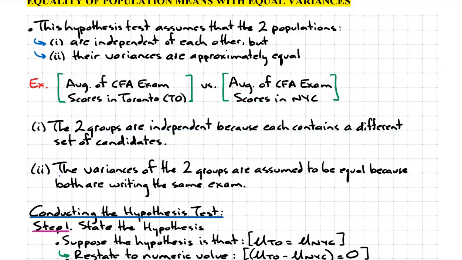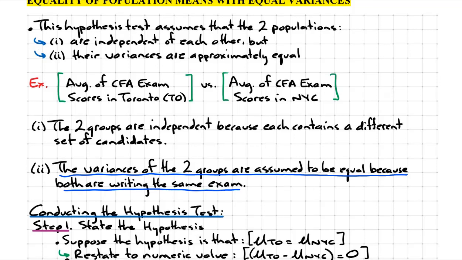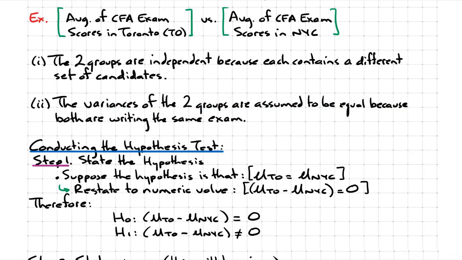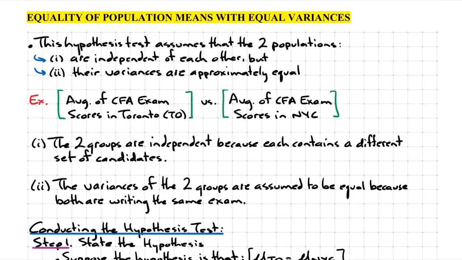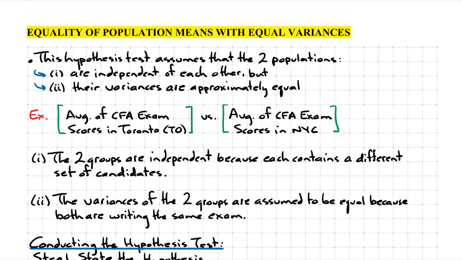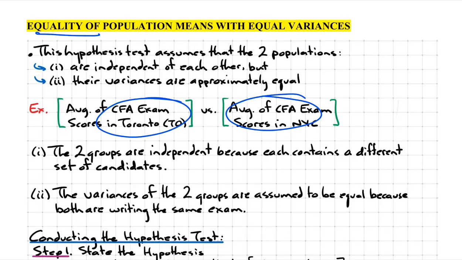At the same time, the variances of the two groups are assumed to be equal because they are both writing the same exam. So it's not out of reach to assume that the variance of the two samples are equal because it's the same exam. So then how would we conduct the hypothesis test in this scenario? And again, always keep one eye on the big picture. What we're trying to determine is the equality of these two populations. So we want to know if the average score is the same, or maybe it's higher in one location versus the other.